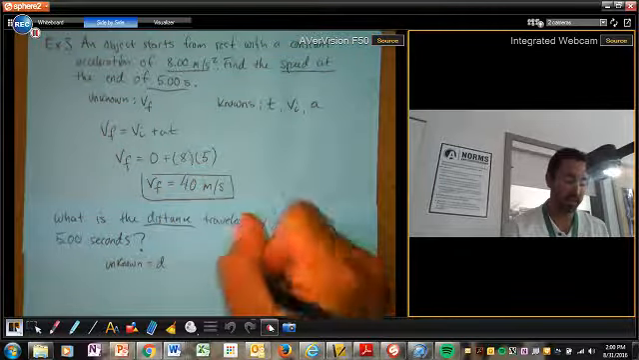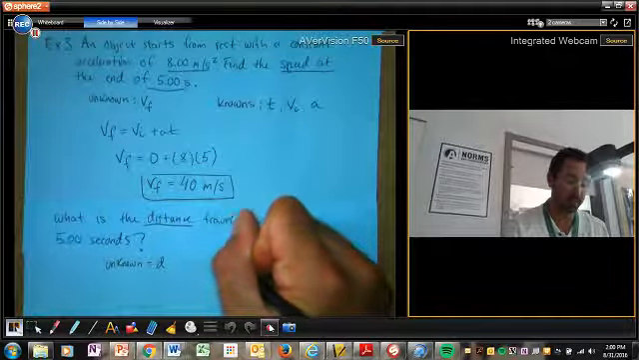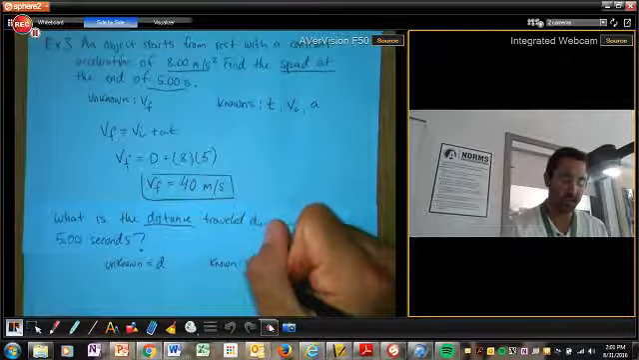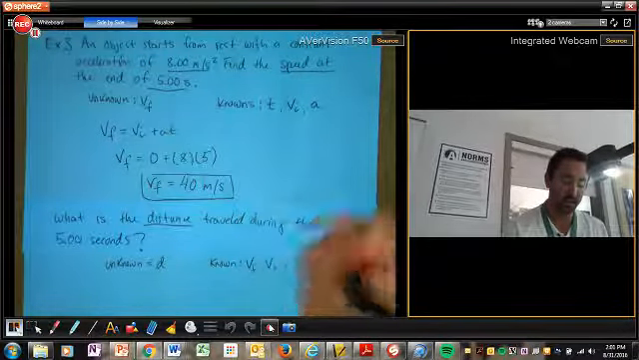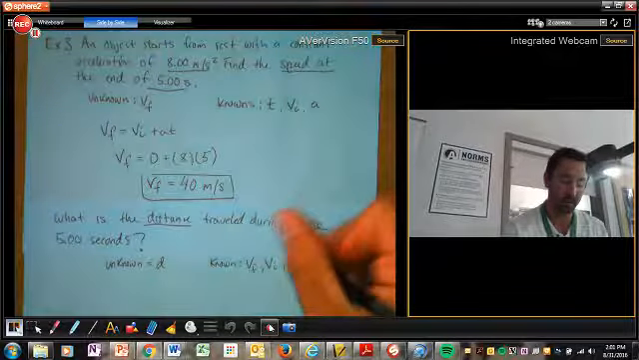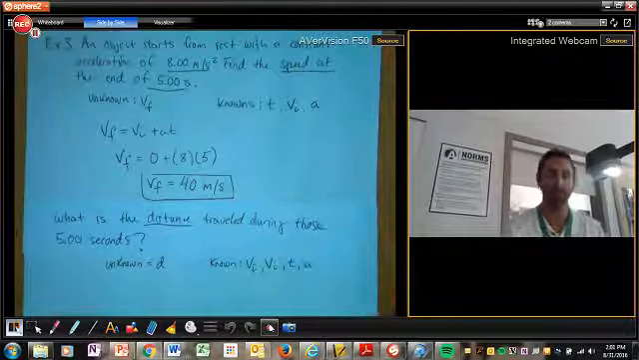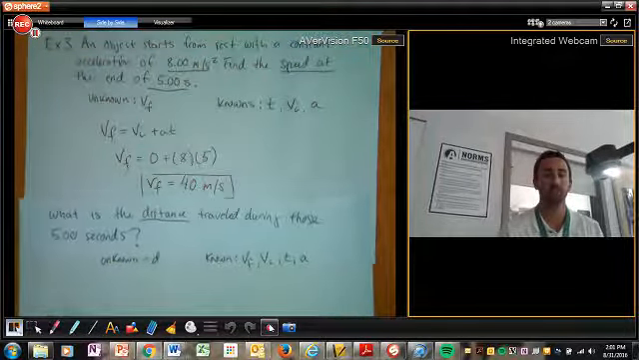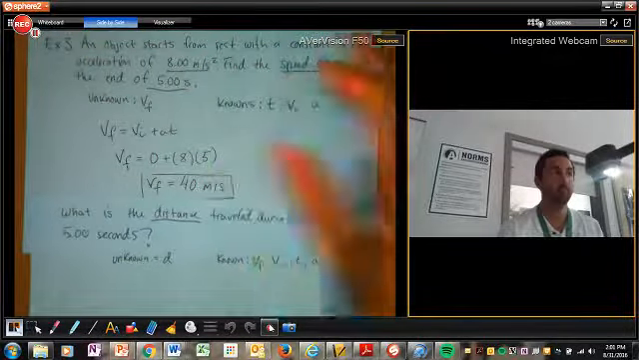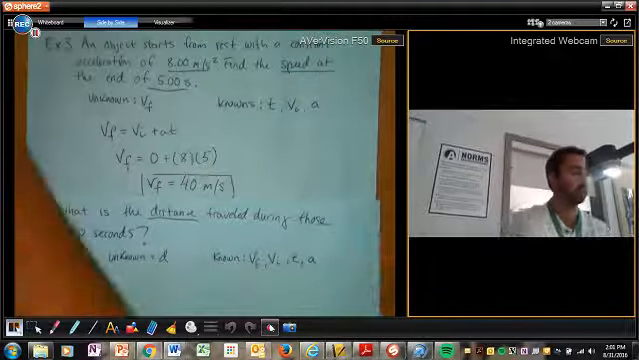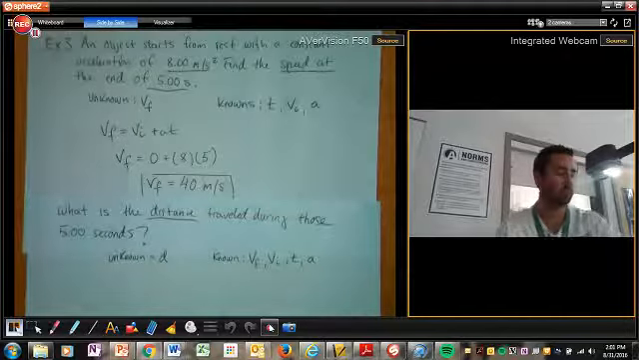Okay, and now, what are all my knowns? I just found one, right? What did I just find? Speed. I found my final speed, so I have Vf, I also have Vi, and all the other ones from before. So I have my time, and I have my acceleration, right? Yep. Is that cool?